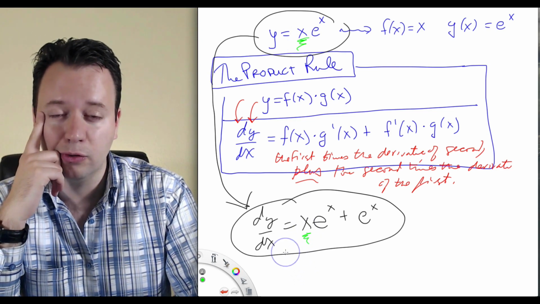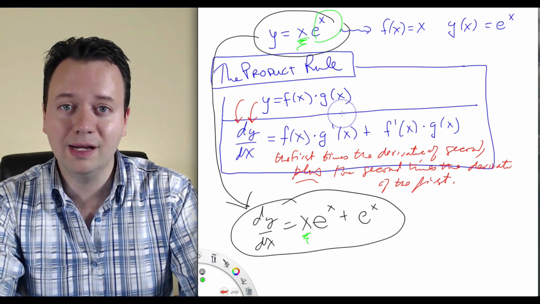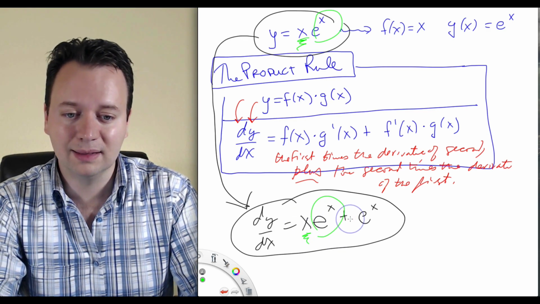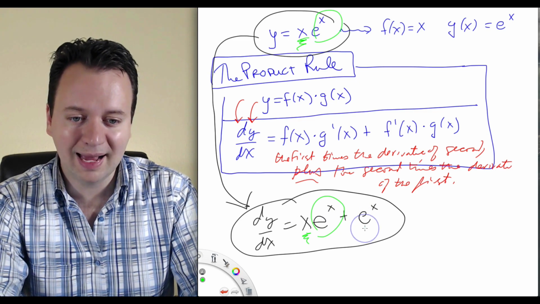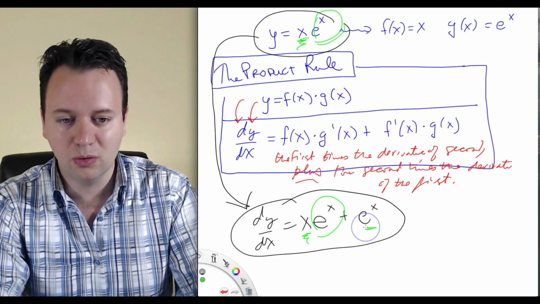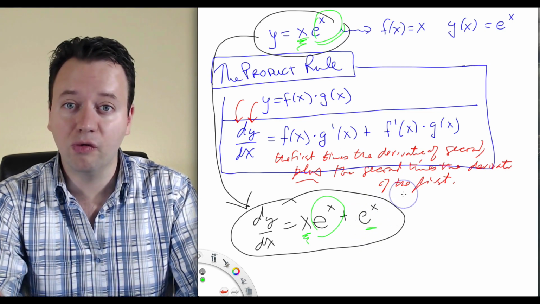First times the derivative of the second. Well, the second was the e to the x. The derivative of e to the x is e to the x. So it's x e to the x. Okay, great. First times the derivative of the second, then plus the second. So here's the second. Now I did not take the derivative, I just rewrote it, even though it's the same thing in this case. e to the x times the derivative of the first.